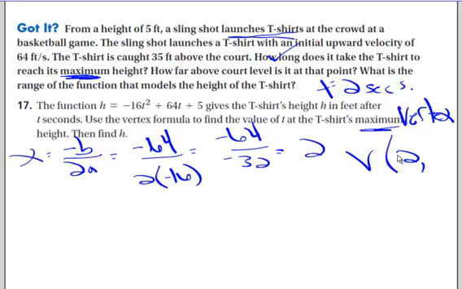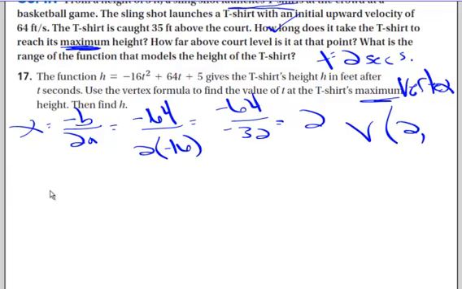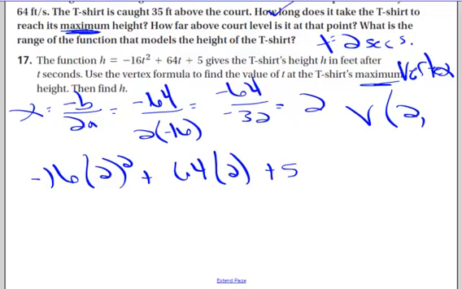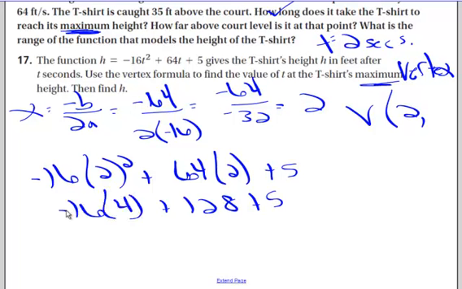Alright, let's plug it in. Let's find out what height it's going to reach. So negative 16, 2 squared plus 64 times 2 plus 5. Alright, we have 64, 128 here, plus 5. Plus, this is going to give me negative 16 times 4.